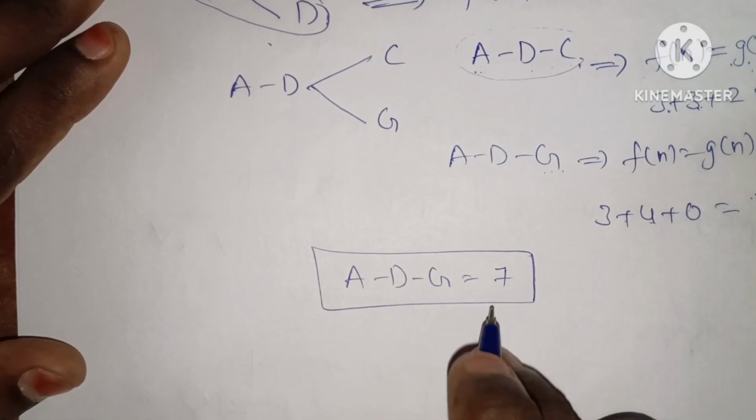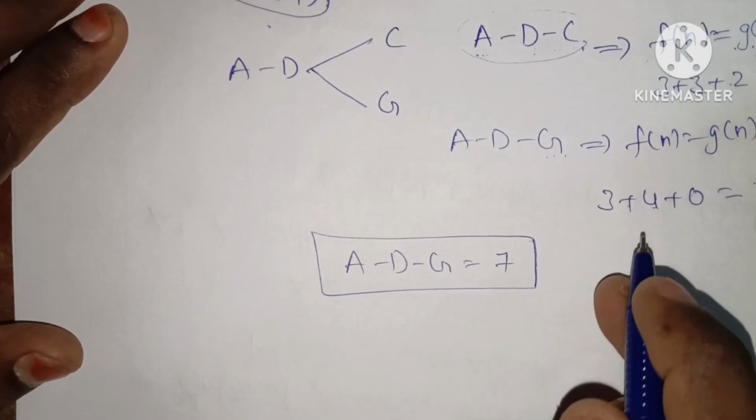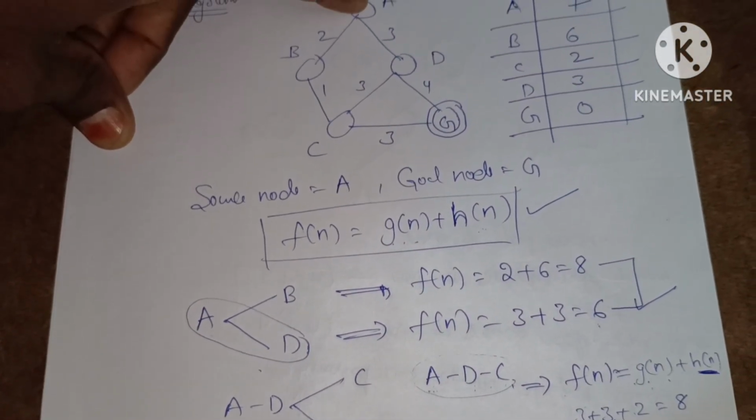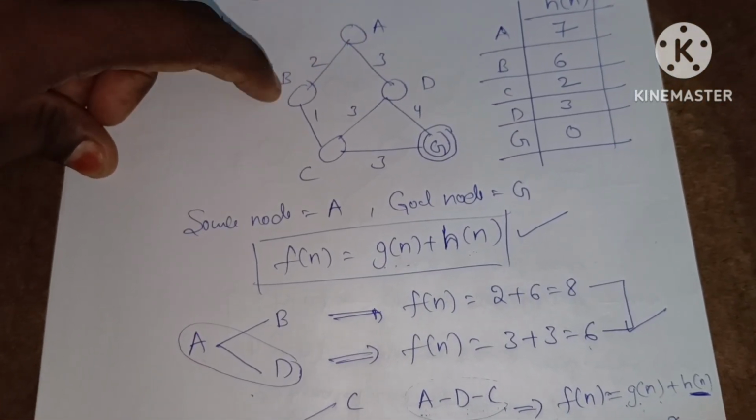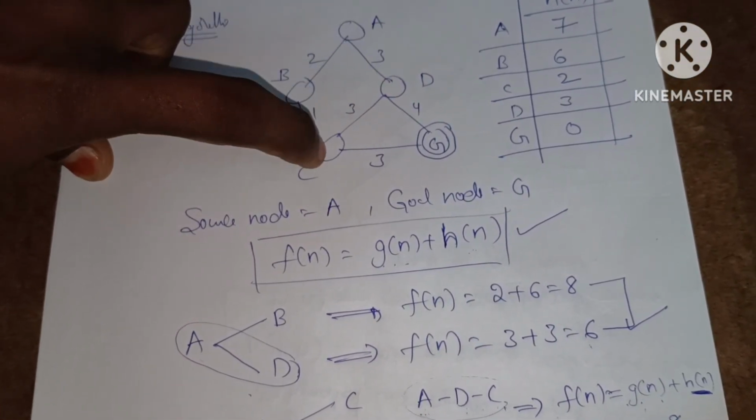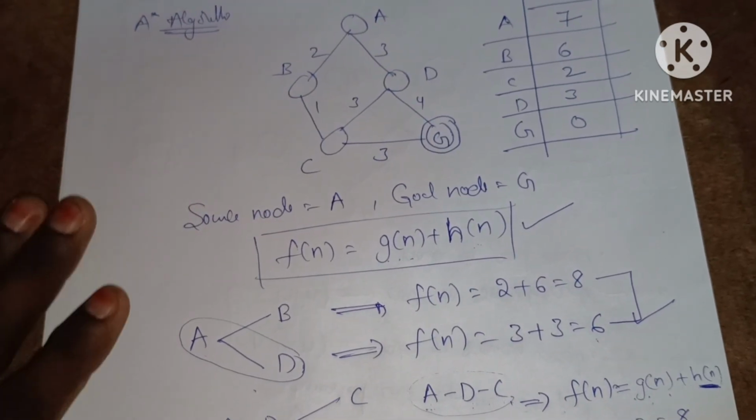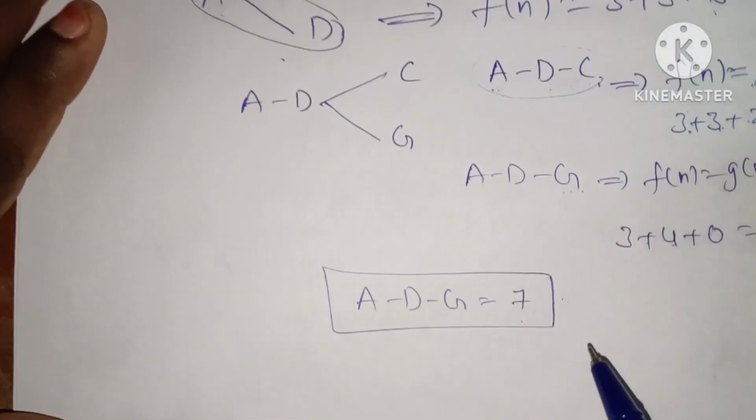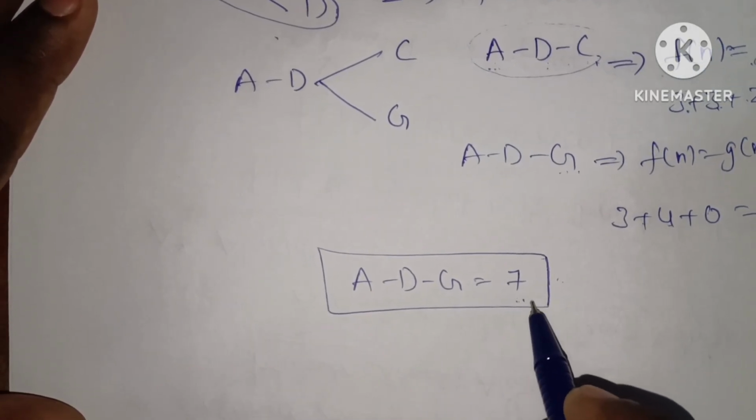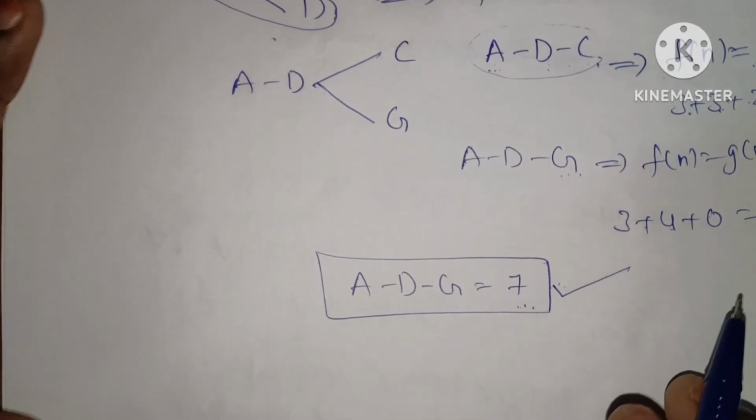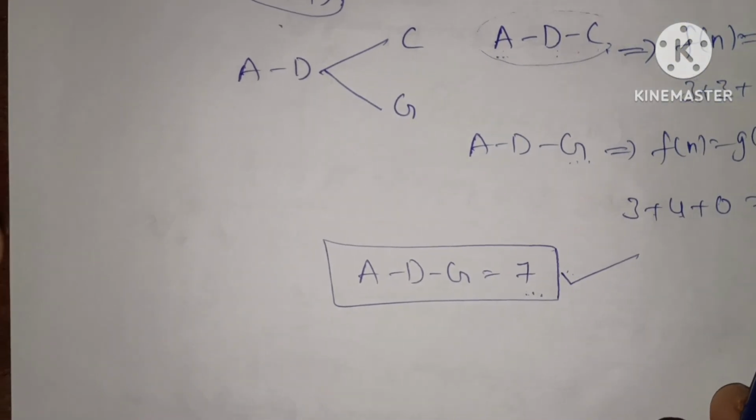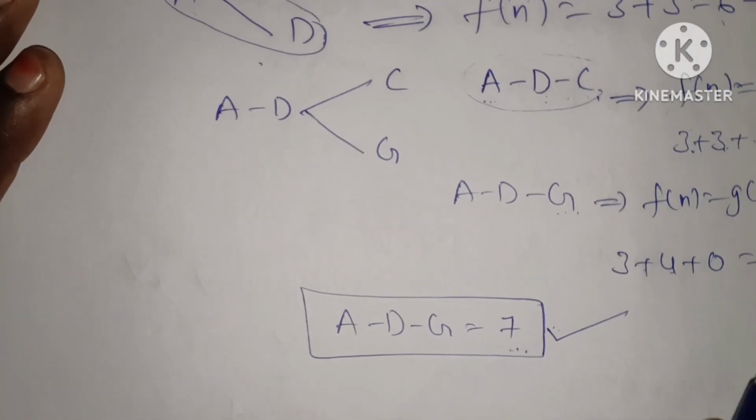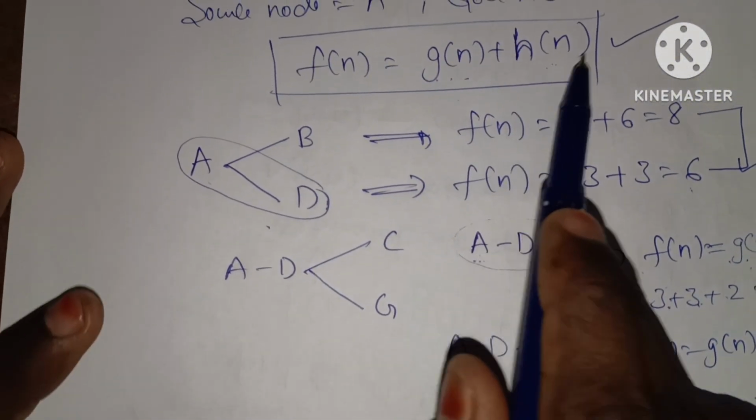Is it clear? Like that, again we need to calculate A to B, B to C, C to D, C to G. Finally, we calculate how many paths are available. We calculate all the paths. Finally, which one is less cost? Then we decide that is the A star algorithm best path. Is it clear? This is complete about the A star algorithm. But here we need to find G of n and after that H of n.